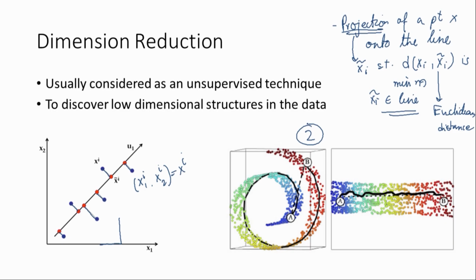So let's come to the next example, number 2. Here, for instance, these dots that you see are all data points. Let's say that the data points are all in R3.